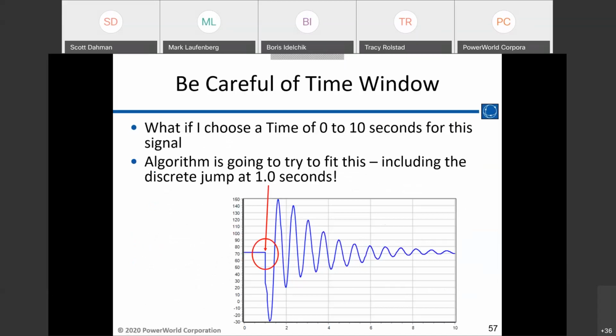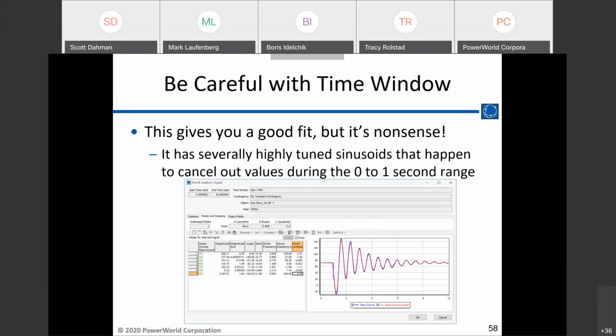So if this is my signal, if I choose a time window between 0 and 10 seconds, that is foolish because I'm trying to fit this discrete jump here at 1 second. The algorithm actually works surprisingly well. It's kind of funny that it works, but it's providing some somewhat nonsensical results as a result. So this is the final fit for that, which looks okay.